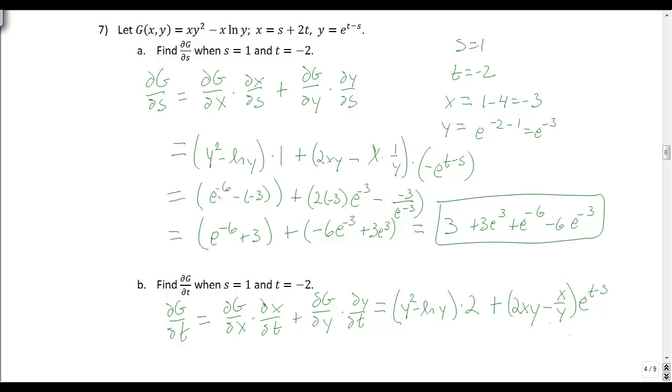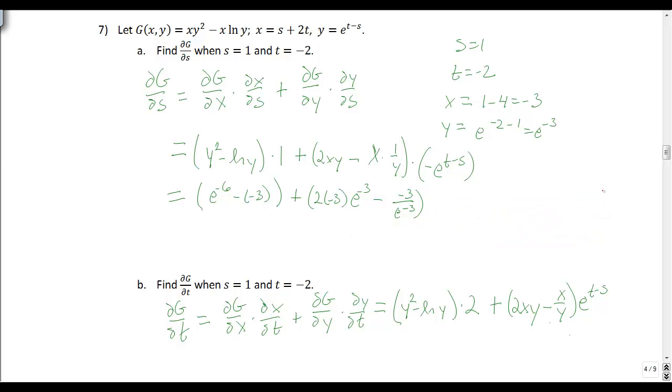Here I did this y squared minus natural log y times 1. Here I did 2xy minus x over y, but then I left off my negative e to the t minus s. So what I should have done, I have to erase all this here. So we can get rid of all of this stuff. Totally wrong. I should have had a, let's see, left off negative e to the negative t minus s, so that's a negative e to the negative 3 here.